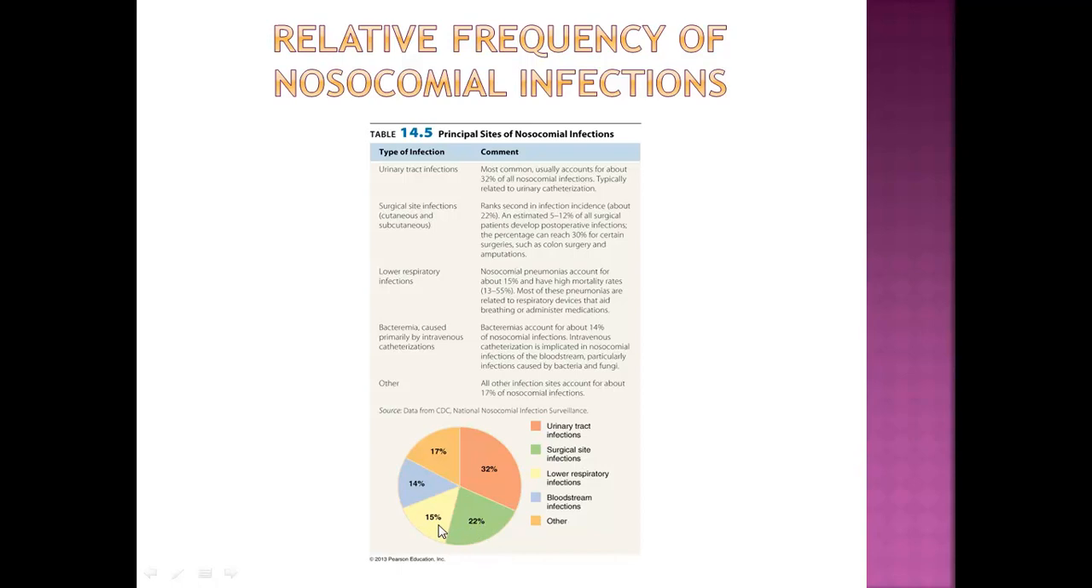Then from there, lower respiratory infections. So this is related to respiratory devices that help us to breathe or to administer medications. Then comes bloodstream infections, and it could be from intravenous catheterization using IV. Okay, so all of these are things, and then other is like 17%.